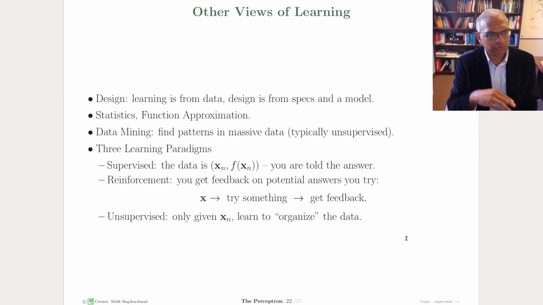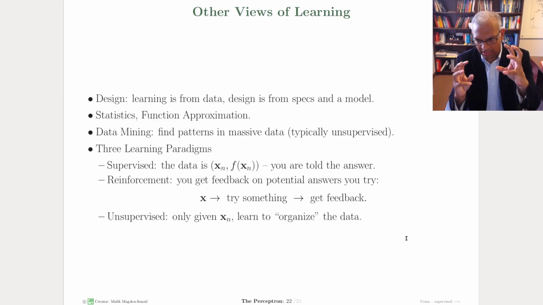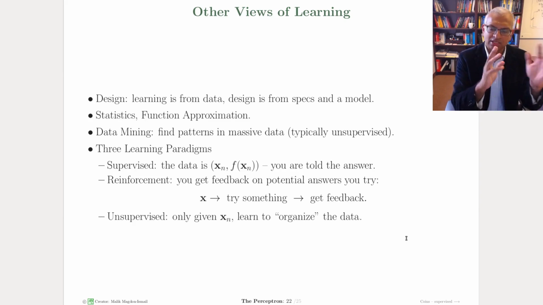So let's say I wanted to design a vending machine that recognizes dimes and quarters. So what do I do? I call up the US Mint. I get the specifications by which the quarters are made and the dimes are made, and then I can build a formula that says, if the radius is above this value, then it's a quarter.